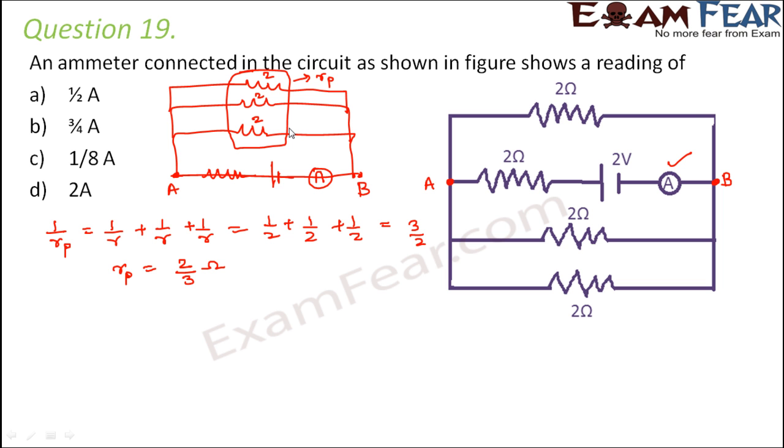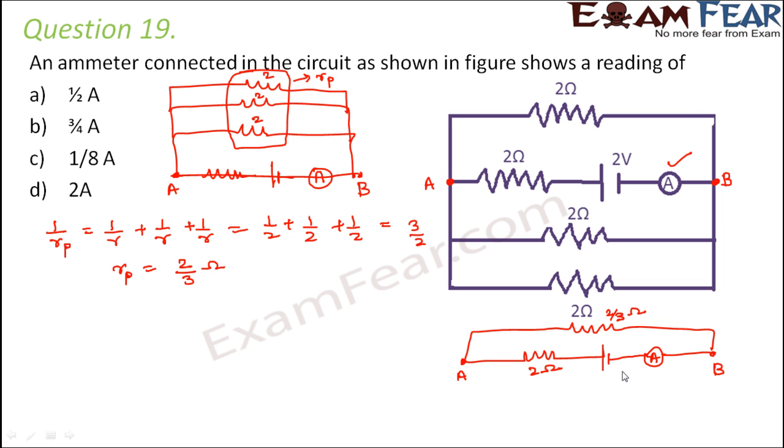So now what are you left with? You just have this part of the circuit. If I draw it again, this is point A and this is point B, and you had a 2 ohm resistance here, the cell here, and the ammeter here, right? And now all you have is just one resistance here, with a value of 2 by 3 ohms. This is 2 ohms. Now it is very simple.